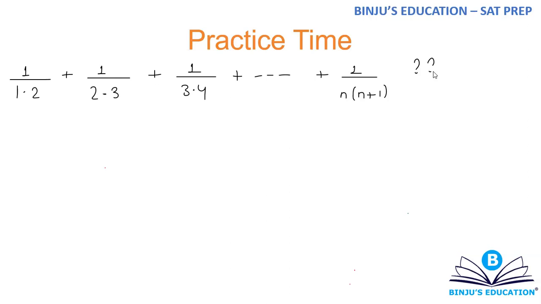Okay, so what you can do is pause the video, try the question yourself first, and then you can play the video back. All right, let's see what we can do. So first, let me do it the conventional way. So 1 divided by 1 into 2 is 1/2. This is 1/6. This is 1/12. As soon as I go to the next term, I would realize, oh, stop. I'm not doing it the right way. There has to be some other way.